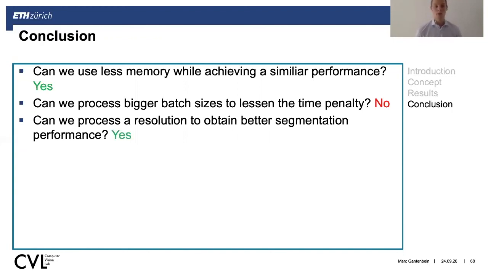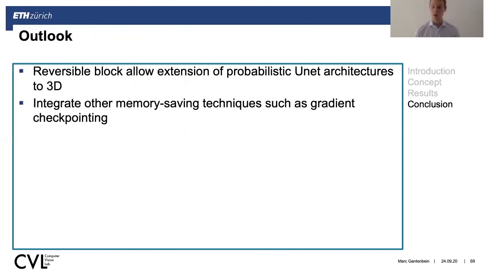To give a short outlook of our work, this technique we employed also allows for the extension of probabilistic Unet architectures, so probabilistic Unet and PHiSeg, to 3D datasets. We didn't perform any experiments in this direction since we didn't have a suitable dataset available. And a next step will also be to integrate other memory saving techniques, such as gradient checkpointing, to see if we can perform even better.